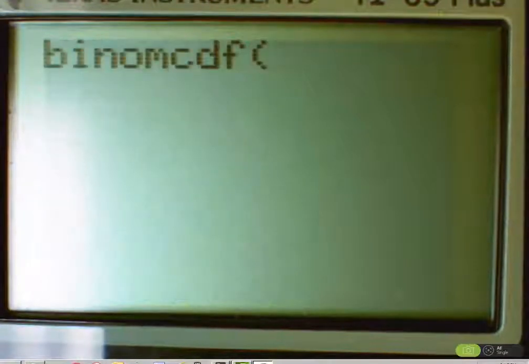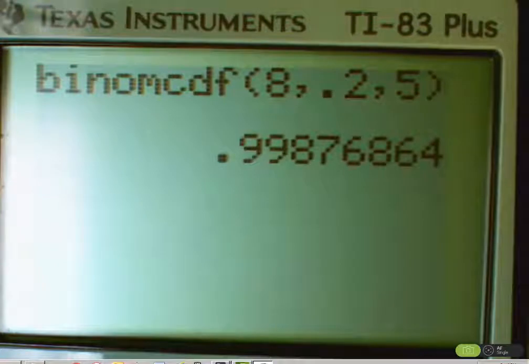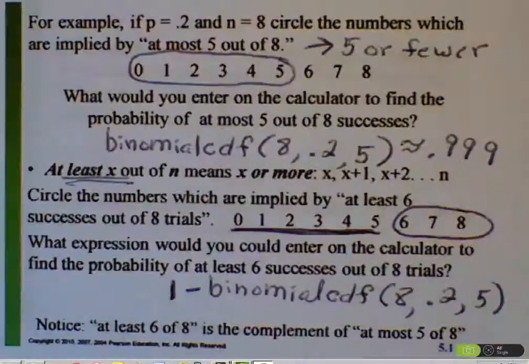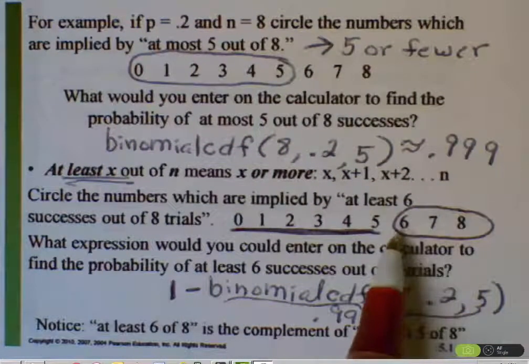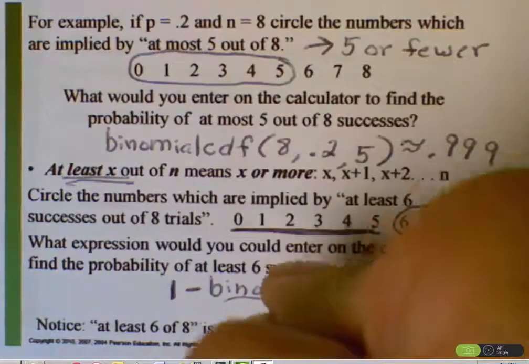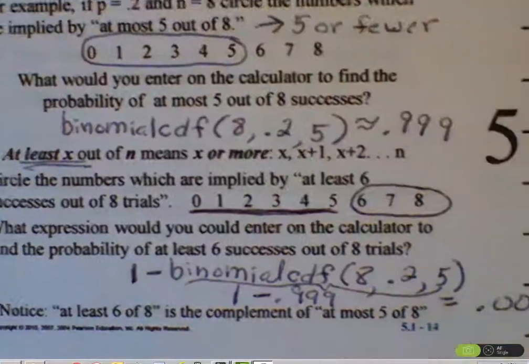Make sure you're choosing binomial CDF. What's the probability that out of 8 trials, each having a probability of success of 0.2, what's the probability of at most 5? That's the 0.999 that we came up with just a minute ago. So the probability of at least 6 is 1 minus that, or 0.001.